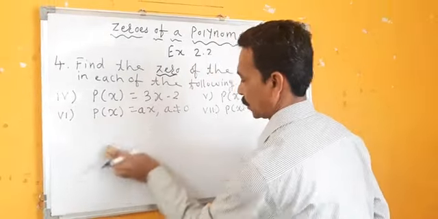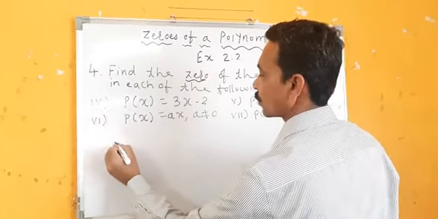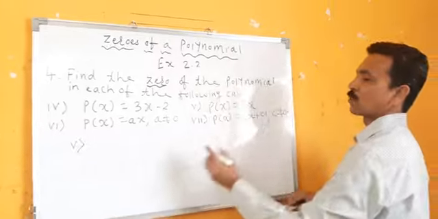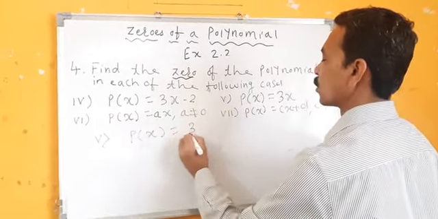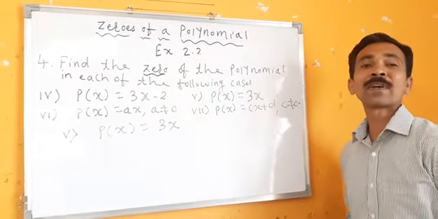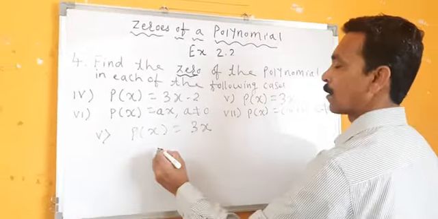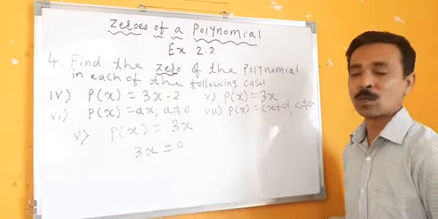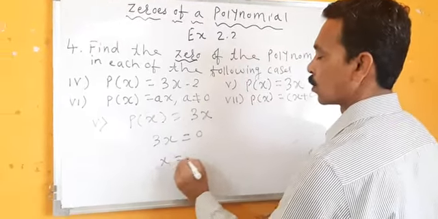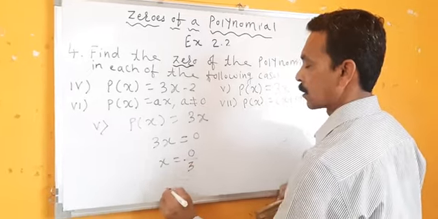Fifth sum. What is the fifth sum? P of x is equal to 3x. So what I will do? I will write here 3x, and here what will come? 0. So x is equal to 0 upon 3.